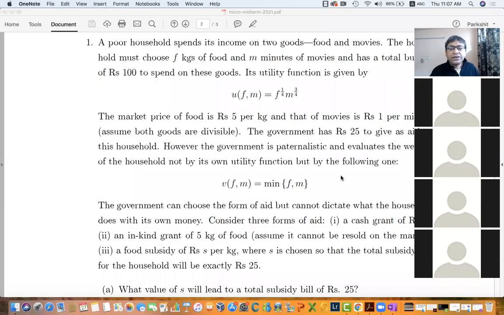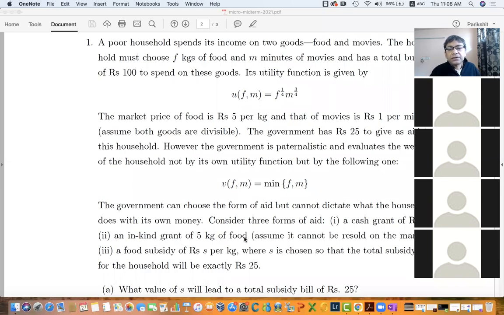Whatever they could afford under any of these other regimes, they could afford with the cash grant, right? And usually they have more choices available to them. So cash grant will be the highest, followed by? So the 5 kg grant. Followed by the 5 kg grant.